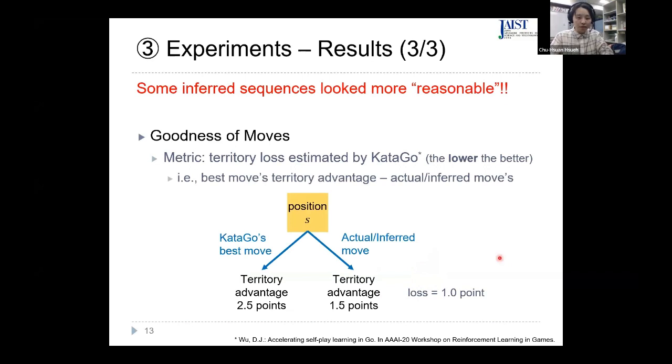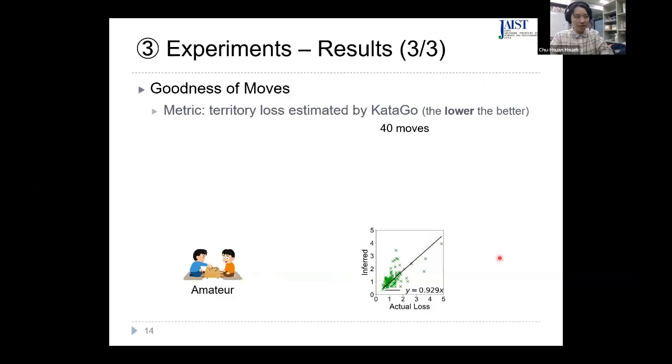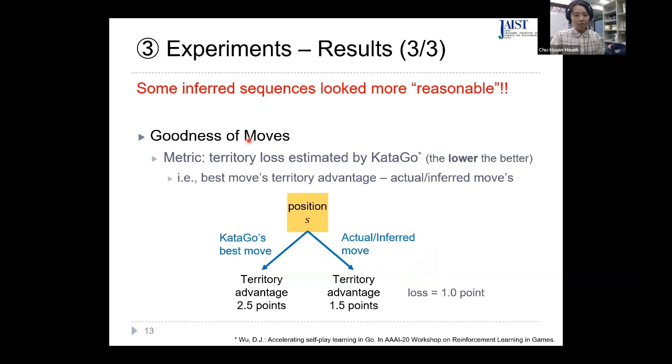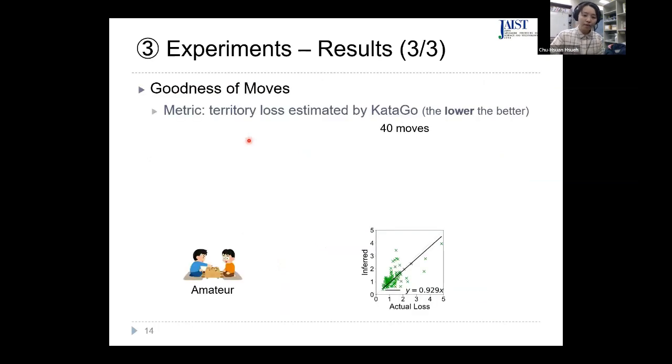So this page has been expanded and I disconnected at this page. Yes, exactly at this point. The category: the lower, the better. Okay, so we found most sequences look more natural. In some cases, the inferred sequences were more natural than the actual ones. And in this analysis, the graph on the plot is similar to result one.